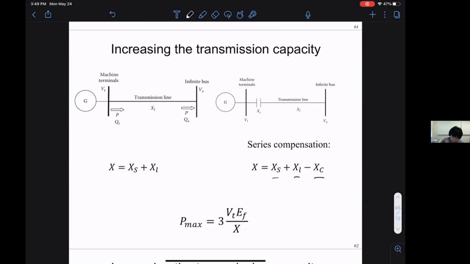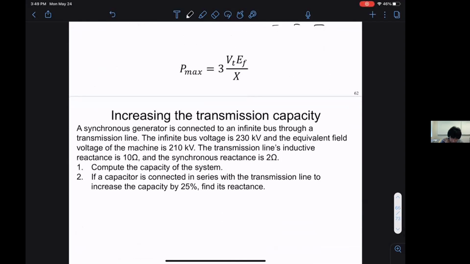Okay? So for example, we can do a calculation, right? We can say, suppose we have this system: infinite bus voltage is 230, EF of 210, synchronous reactance 2 ohm, inductive reactance 10 ohms. We want to find the capacity of the system, and we want to find the capacitor to install to increase the maximum power transfer by 25%.